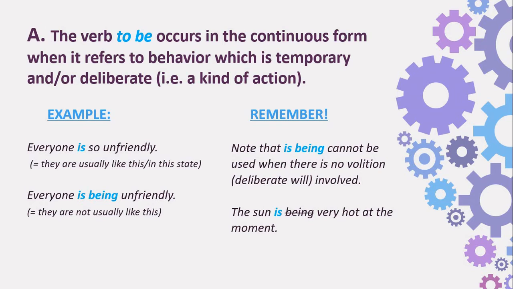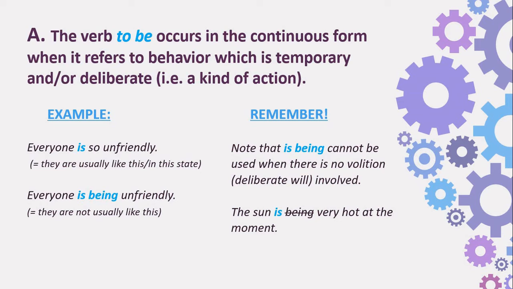Let's see some examples. So the verb to be occurs in the continuous form when it refers to behavior which is temporary and/or deliberate, and that means a kind of action. Look at examples. Everyone is so unfriendly. It means they are usually like this or in this state. Everyone is being unfriendly. They are not usually like this.